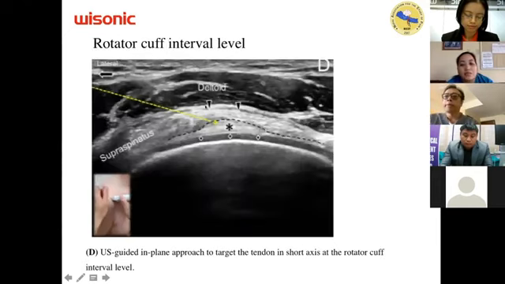So this is injecting the biceps tendon at the rotator cuff interval level. This is the short axis of the biceps tendon. This is the supraspinatus muscle. And we can put in our needle from posterior to anterior, and we can inject the tendon sheath after piercing the sheath.